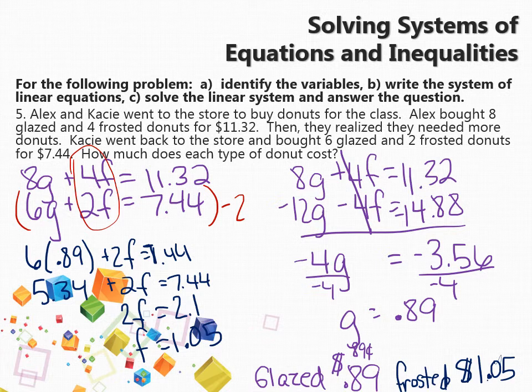So we created a set of equations. We solved the system by the method of our choice, and we have correctly labeled our answers, and they make sense, right? If you get negatives, not good. If you get $50, not good. So make sure your answer makes sense.